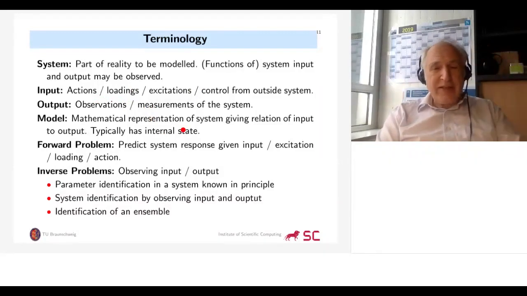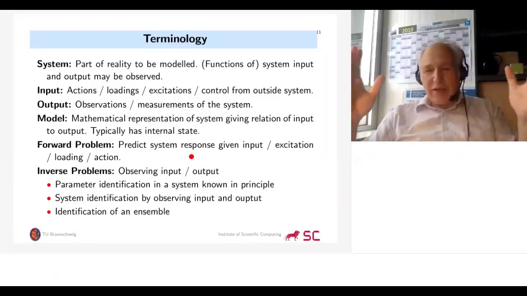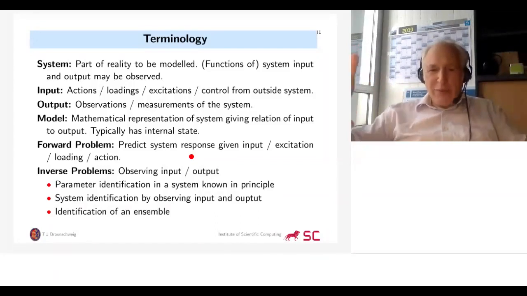The model typically has an internal state, and this will become important, which typically cannot be observed directly, and we'd like to find out what it is. What we call the forward problem is to predict the system response given these inputs. You have a model, let's say of some mechanical system, and you apply some loads, then it has some deformation, stresses, strains, and so on. This is the forward problem.